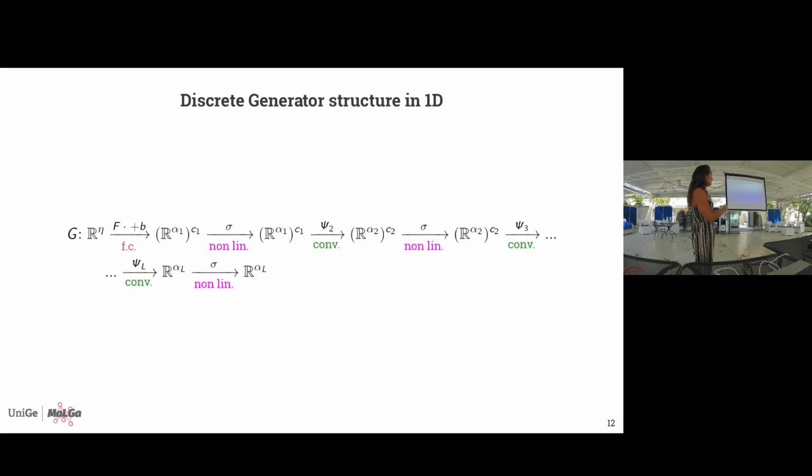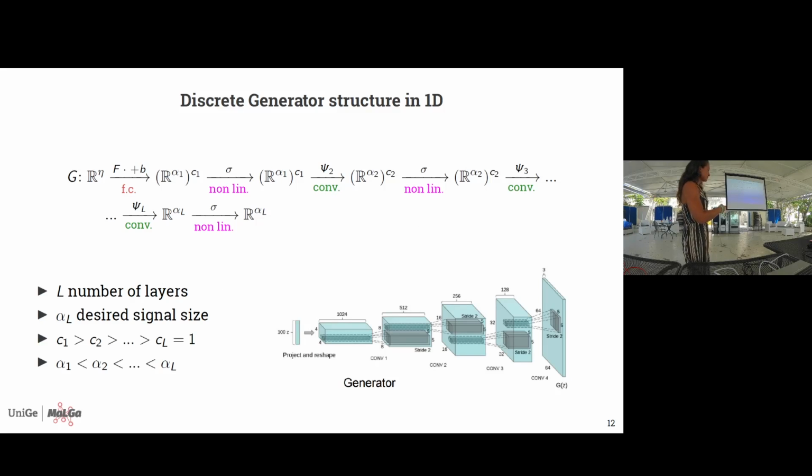And then we have all the convolutional layers, in order to obtain only one channel, where this alpha L represents the desired signal size, and capital L is the number of layers. As I said before, the number of channels decreases until one channel, while the length of the vector increases until reaching the desired vector size. And this is the image I showed you before.